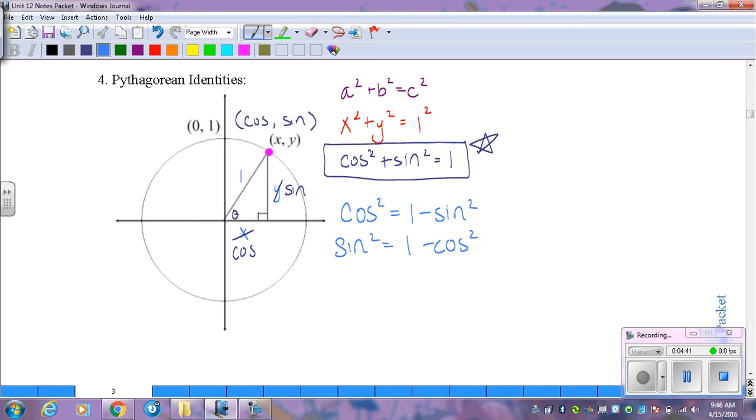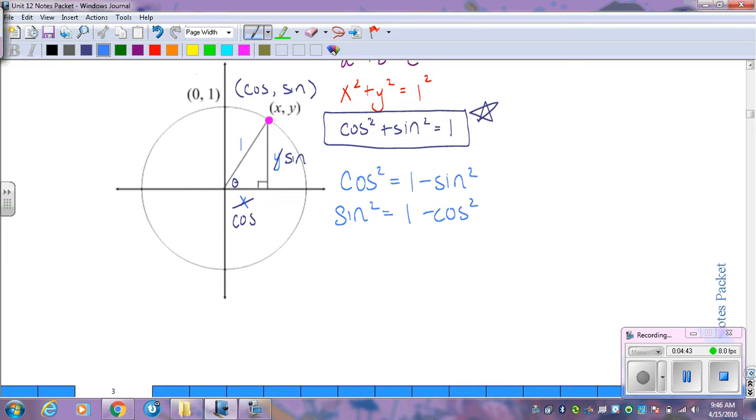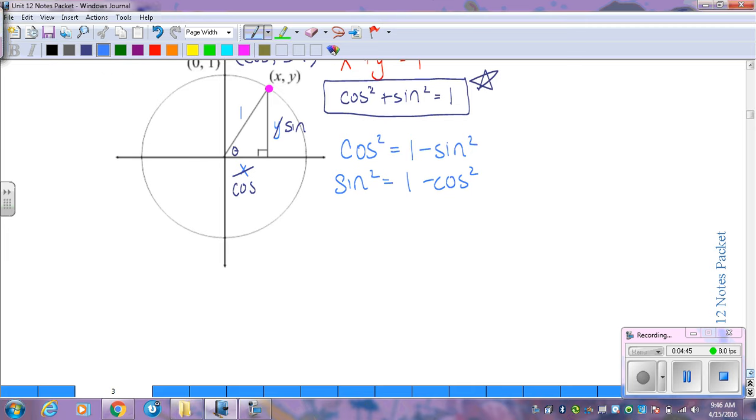The other thing that you can do is you can divide everything by one of your functions. So if I start with my original, cosine squared plus sine squared equals 1, and I decide that I'm going to divide everything by cosine squared.